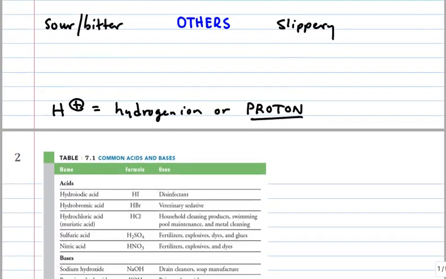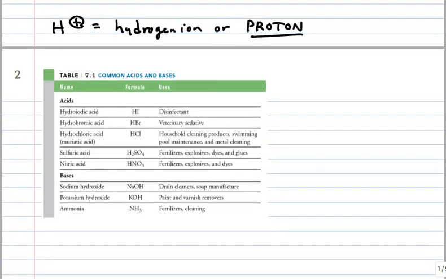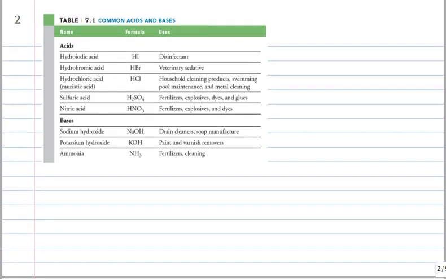So table 7.1 is one that I am going to ask you to know. These are common acids and bases, so I think you need to know what these are and what they do. And so we have hydroiodic acid, hydrobromic acid, hydrochloric acid or muriatic acid, sulfuric acid, nitric acid. That's just a few common ones. And then bases are sodium hydroxide, potassium hydroxide, and ammonia.